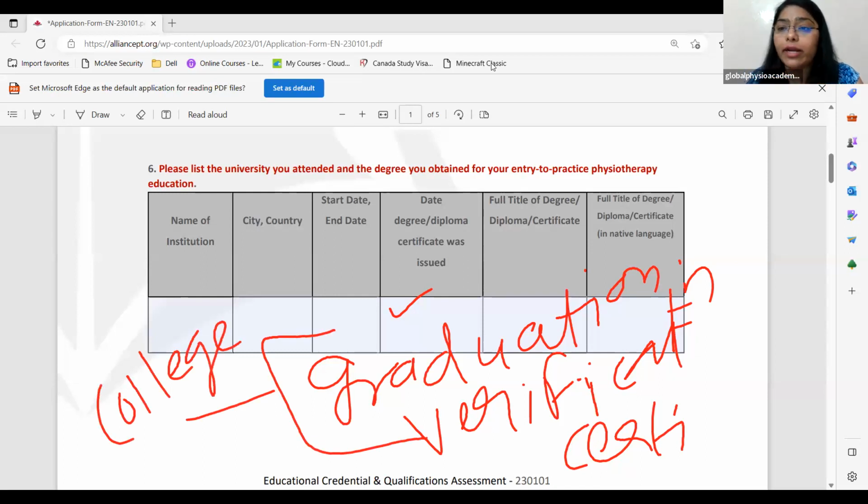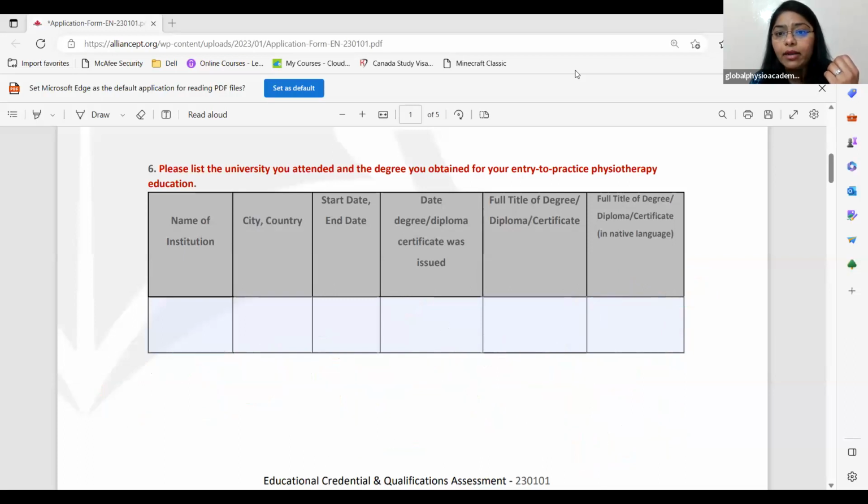So those students who have done their internship or are about to finish it, since the internship has to be done, then submit the graduation verification certificate. Full title: whatever is on their degree certificate, like my name is my father's name, that title I have to submit here. Then full title in native language. My language is Gujarati, so I have to write all these things in Gujarati. Somebody has Marathi as a native language, someone has Hindi. So it is on and off, depending on your language, you have to fill it.